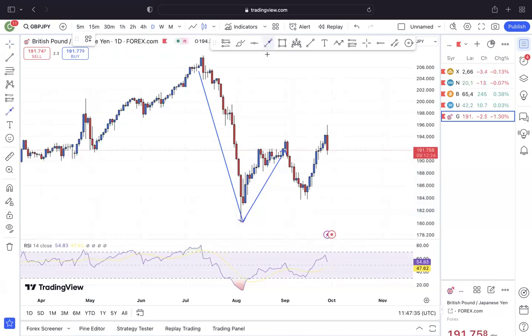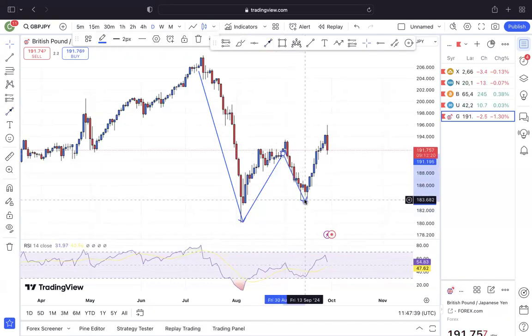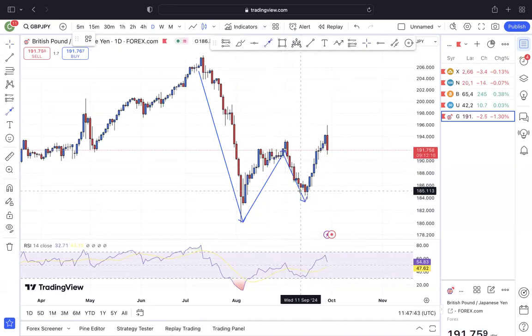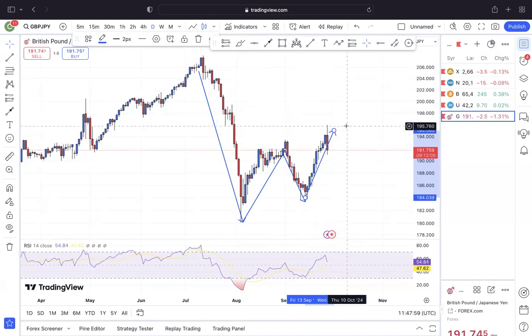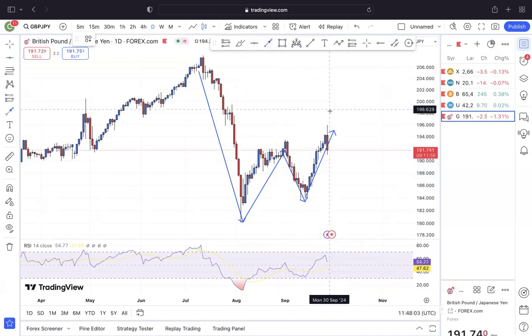And then it went down again and formed another low, another bottom. And we see that this bottom is slightly higher than this previous bottom. And then now it's getting ready to go up. But in this image, there's a key area we have to pay attention to.